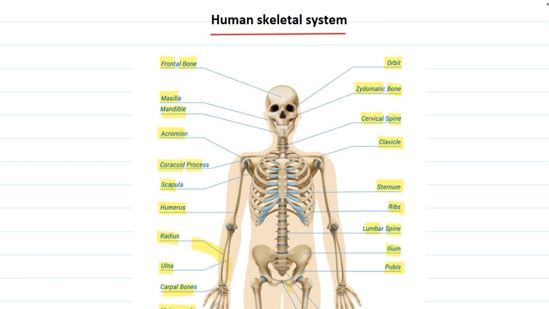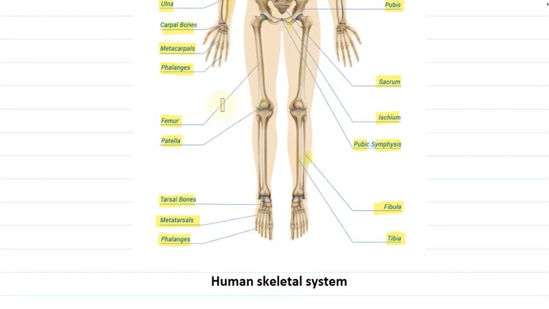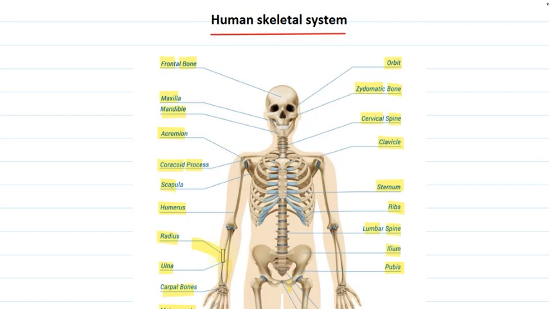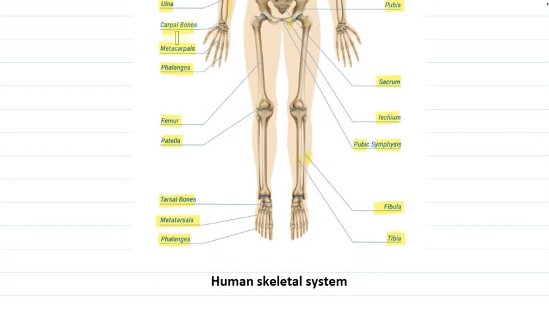So this ulna, what does it do? Here we can see ulna, it forms the elbow joint with the humerus and also articulates with the radius. Okay. Then we had talked about the carpal bones. So carpal bones can also be called wrist bones. There are 8 small bones making up the wrist and it connects the hand to the forearm.